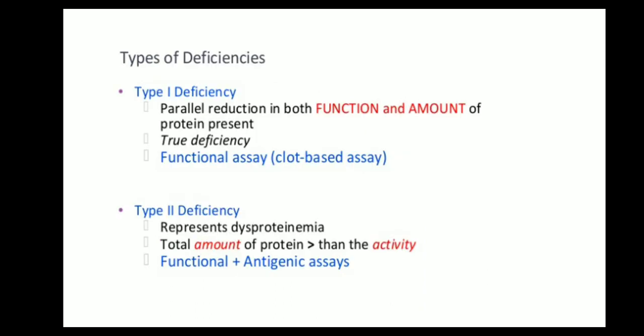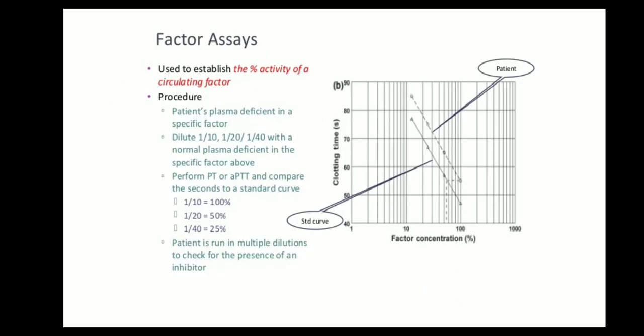So types of deficiency of clotting factors, there are two types, type 1 deficiency and type 2 deficiency. Type 1 deficiency is a parallel reduction in both the function and amount of protein present. It's a true deficiency, and functional assay is done in these cases, that is clot based assay. Type 2 deficiency represents the dysproteinemia, wherein the total amount of protein is more than its activity. So functional as well as antigenic assay will be performed in type 2 deficiency.